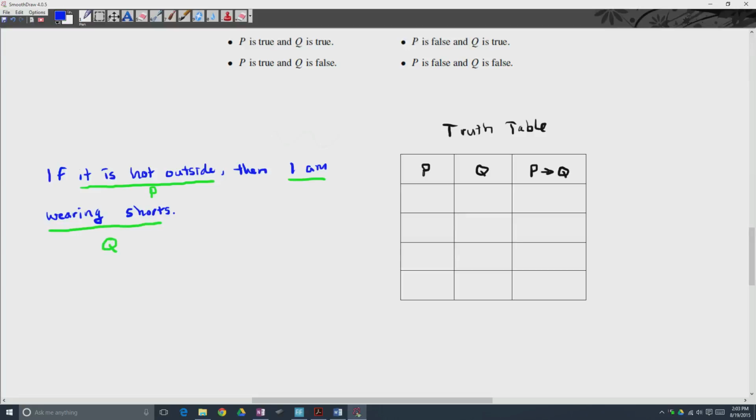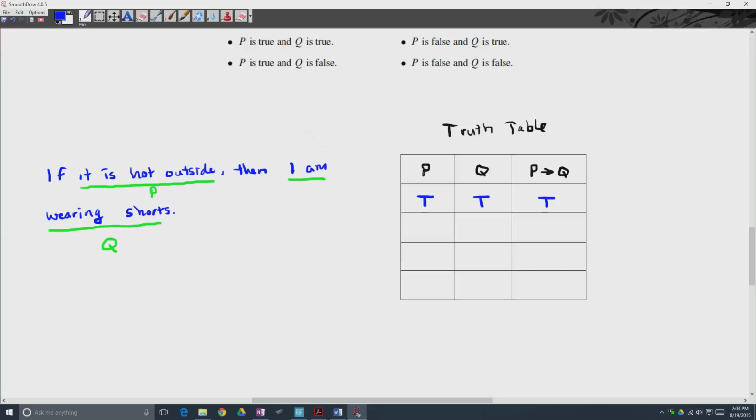Now suppose I told you that if it is hot outside, then I am wearing shorts, and then you observed that it is hot outside, and I am wearing shorts. Would I have told you the truth? Yes, intuitively you know that I would have told you the truth. Then the conditional statement is true. You observe that it's hot outside, I am wearing shorts. Thus, when I said if it is hot outside then I am wearing shorts, that's true.